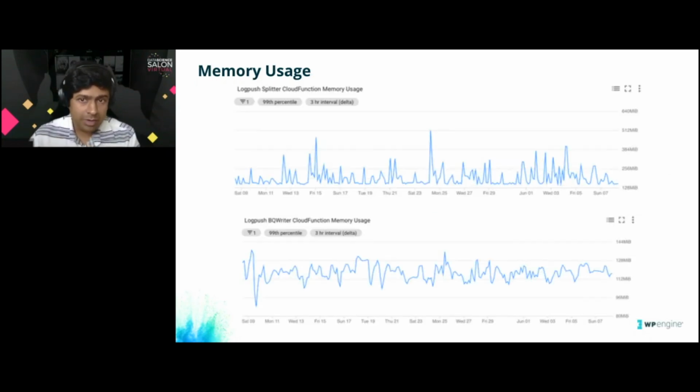Now let's look at the memory used by these functions. As you can see, the memory usage also would vary a lot. The BigQuery writer was relatively stable, but the splitter, on the other hand, would vary a lot, and that would depend on the size of the files that were coming in. And so we would have to over-allocate resources to avoid the function getting killed.